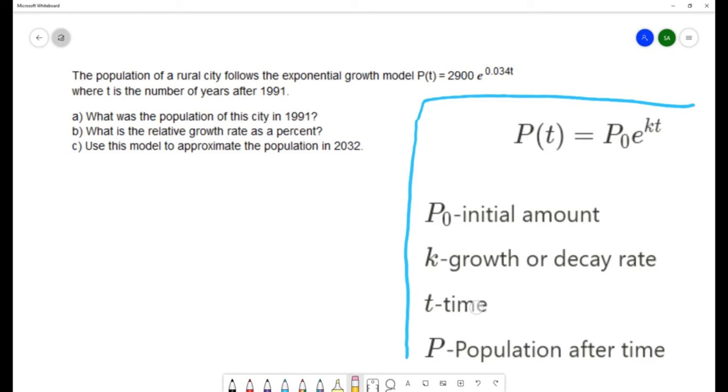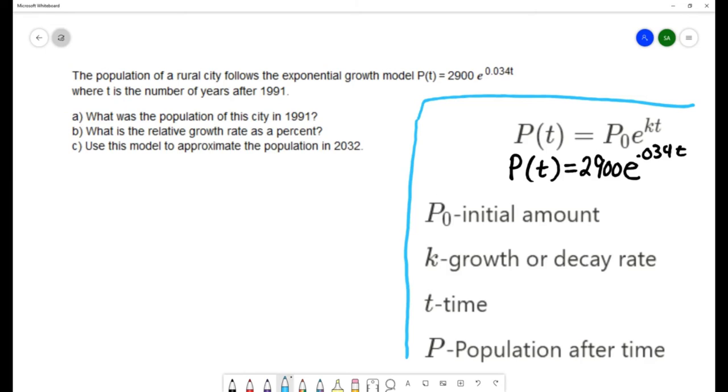T is time, and P is the population after some period of time. So they're referring to this P here. This P is the population after some period of time. So when we compare the function that we were given to our basic format, we have P of t equals 2,900 e to the 0.034t, we can see some comparisons to the variables that we have.